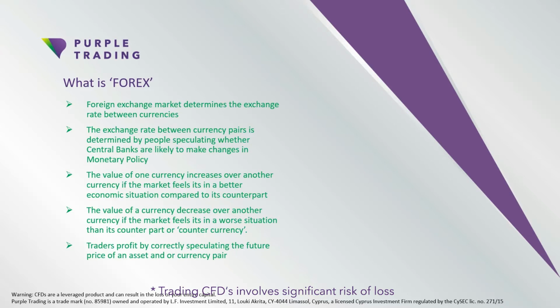Okay, so traders profit by correctly speculating the future price of an asset and or currency pair. So this applies both to commodities as well as currencies, because some commodities are correlated with currencies. For example, when the dollar increases in value, gold tends to decrease in value. So, you know, it could potentially create multiple trading opportunities depending on direction.